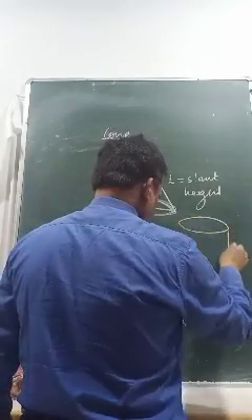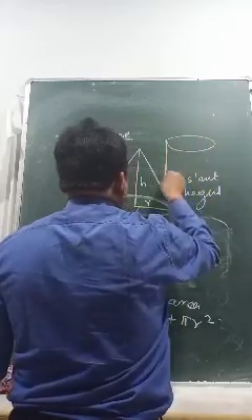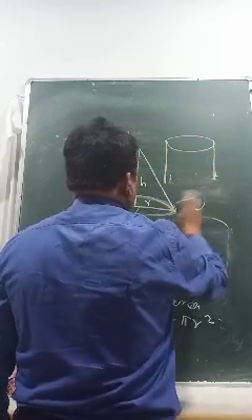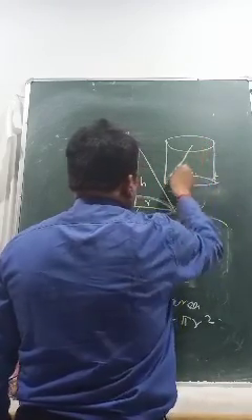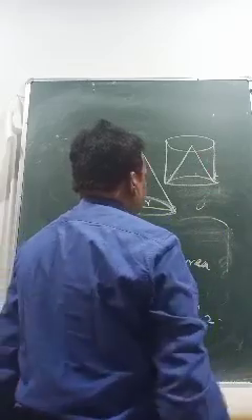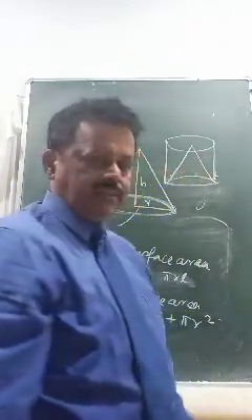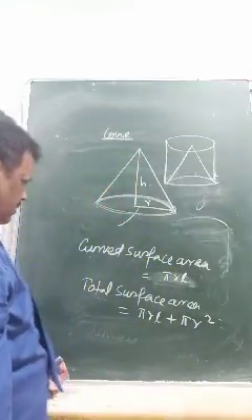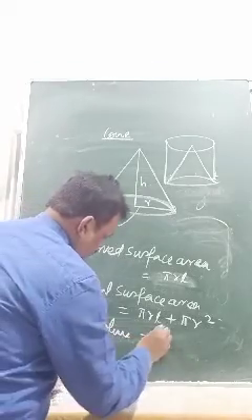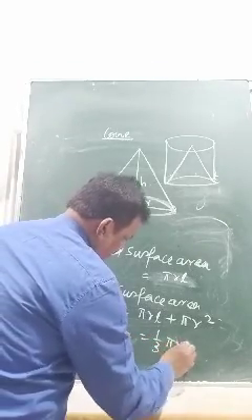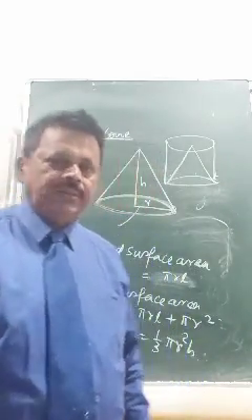If you draw it here, if this is the height, this is 1/3 of the cylinder. One part is here, one part is here, one part is here. So you can say the volume is 1/3 pi R square h.